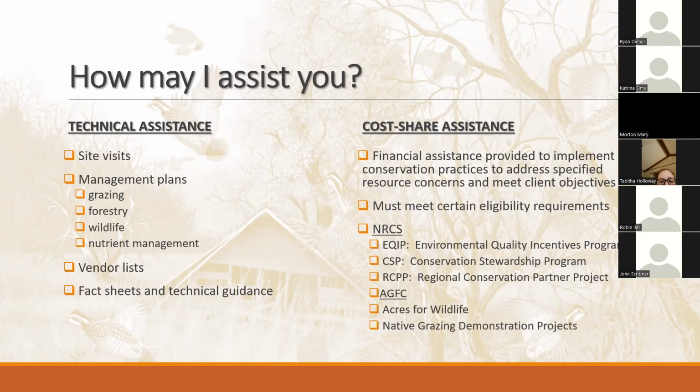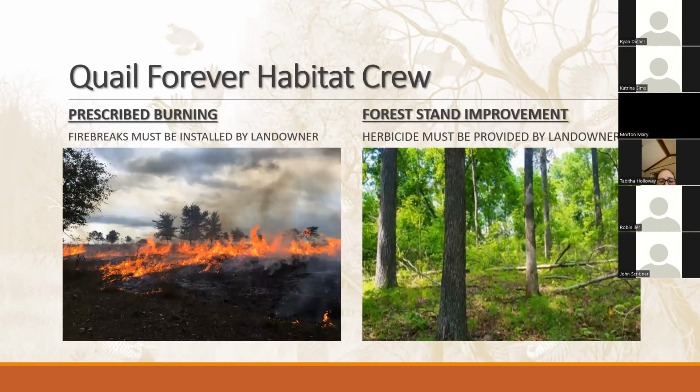There's also cost share assistance that can help you to implement the practices we talked about. You know, there's certain eligibility requirements, but there's state and federal funding that's available. I have listed there a few of the programs that are available through NRCS, which is federal, through the USDA, and then the Arkansas Game and Fish Commission also has programs that are available for landowners.